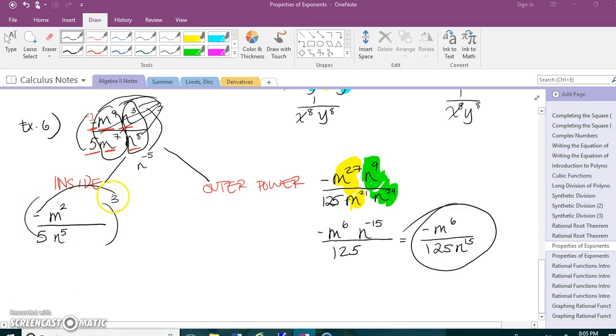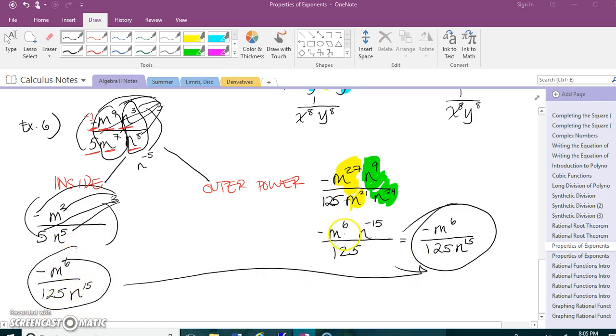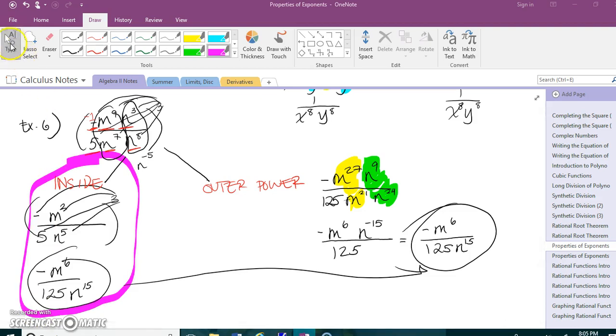And then what you do is cube each of these 5. So negative 1 cubed is negative 1, m squared cubed is m to the 6th, 5 cubed is 125, n to the 5th cubed is n to the 15th, which is the same thing we got here. I'm going to recommend you start on the inside, but you certainly don't have to. It is your problem. As long as you're going to get it right, you can start however you want. But if I'm going to do it out, I will usually start on the inside to have smaller numbers.